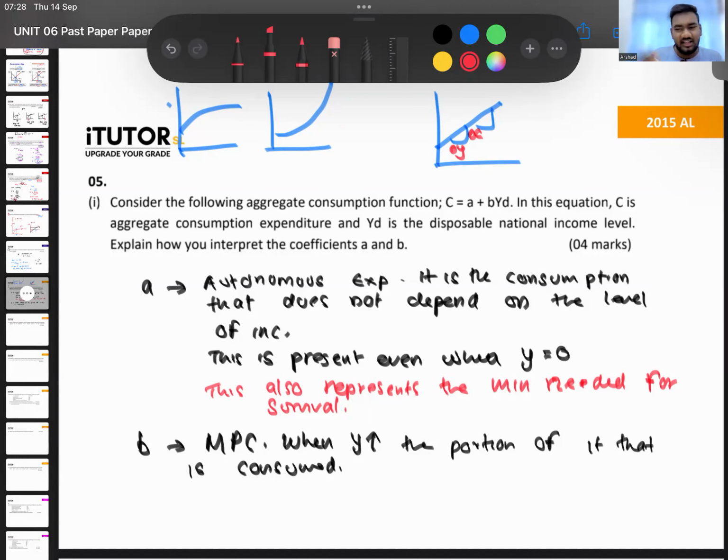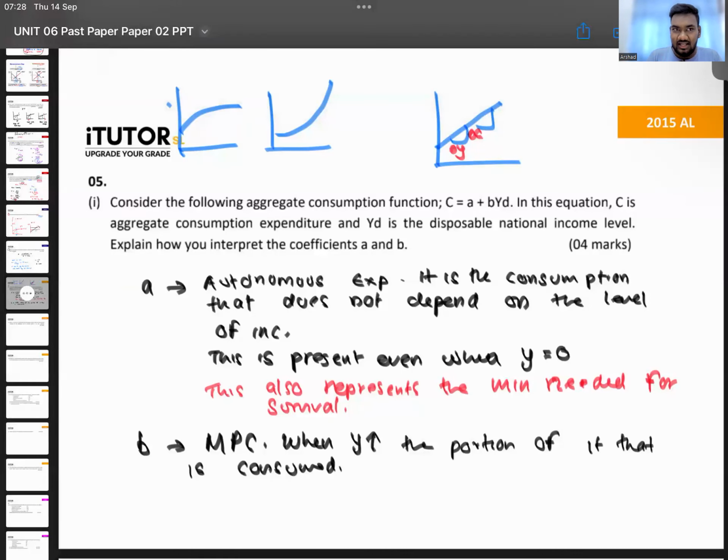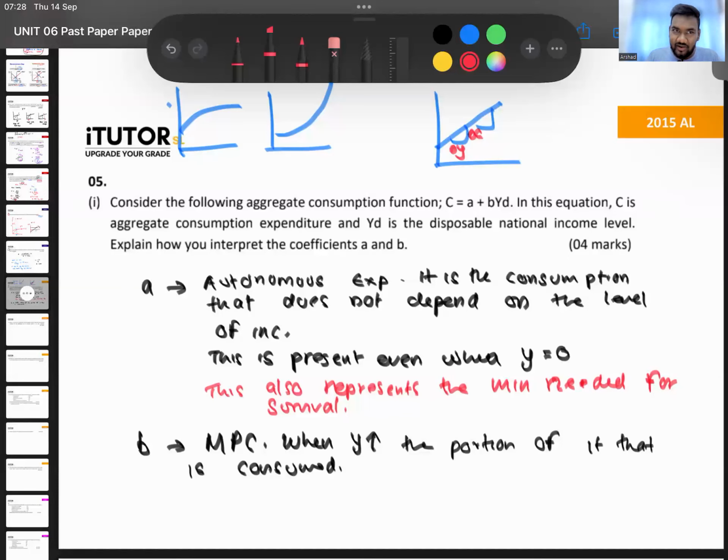Whether you earn 100,000, 500,000 or 1 million, it's going to be 0.8. It doesn't increase or decrease. Now, just take the consumption function. Just because income increases, the B doesn't change. The B into YD will change. So 0.8 into whatever your income, that total value will change. But that 0.8 doesn't change.